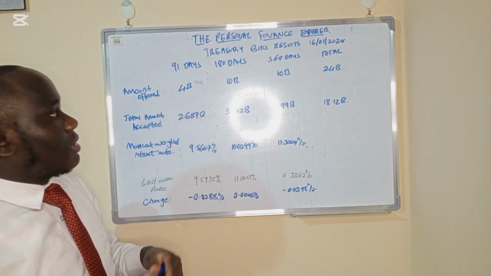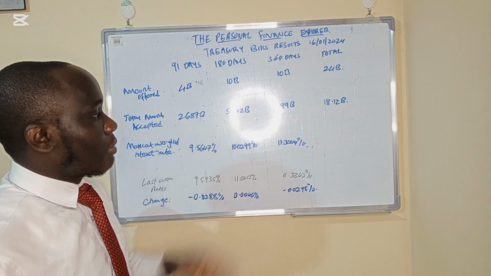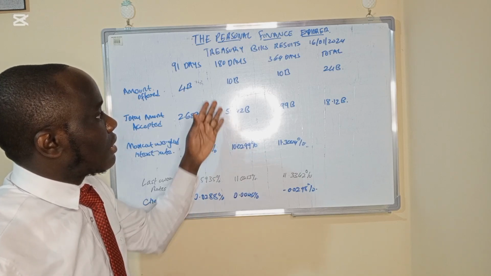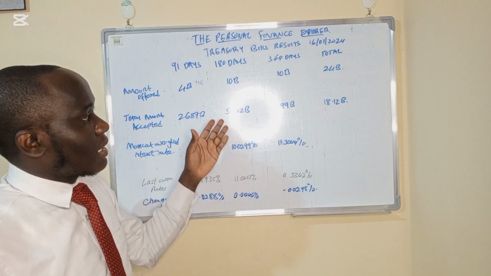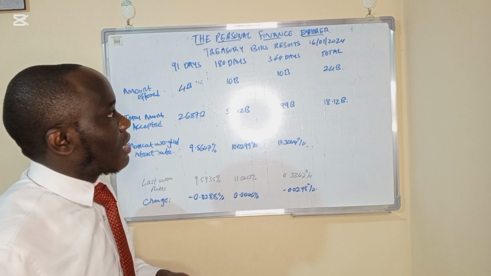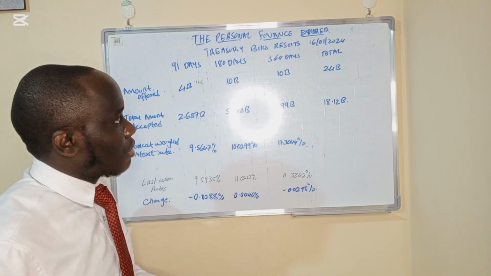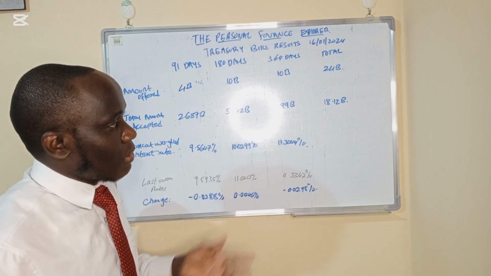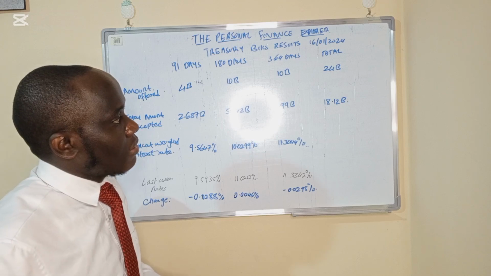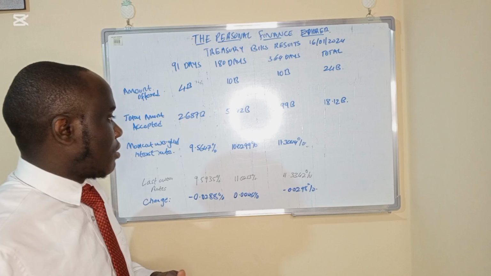For the 91 days, the government wanted to borrow 4 billion, but Kenyans were only willing to offer 2.6 B. For the 180 days, the government intended to borrow 10 B, but Kenyans were only willing to offer 5.4 B. For the 364 days, the government intended to borrow 10B, but Kenyans were willing to offer 9.9. So in total, the target was 24 billion, but Kenyans only gave around 18.12 billion.